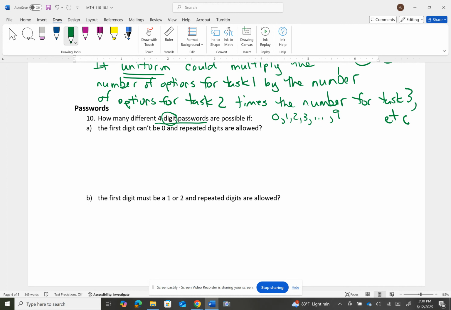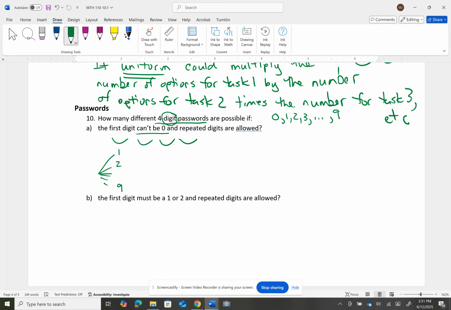So I want you to think about it like this. You're trying to create these 4-digit numbers, right? So if you were doing the tree diagram, you have to look at the conditions here. So it's 4 digits. The first digit can't be 0. So that means I can't have a 0. I'd have to have a 1, then a 2, all the way down to 9. So the first digit could be 1 through 9.